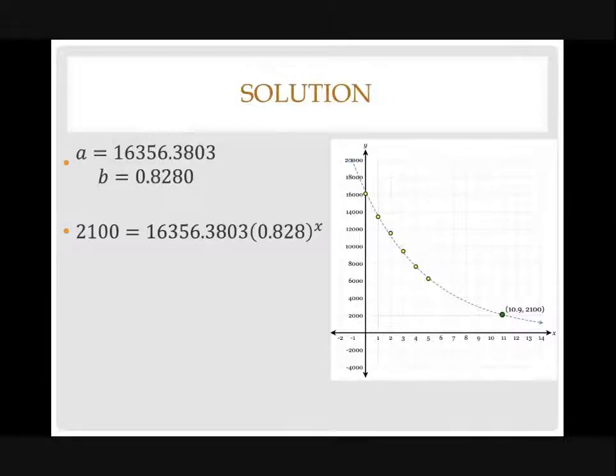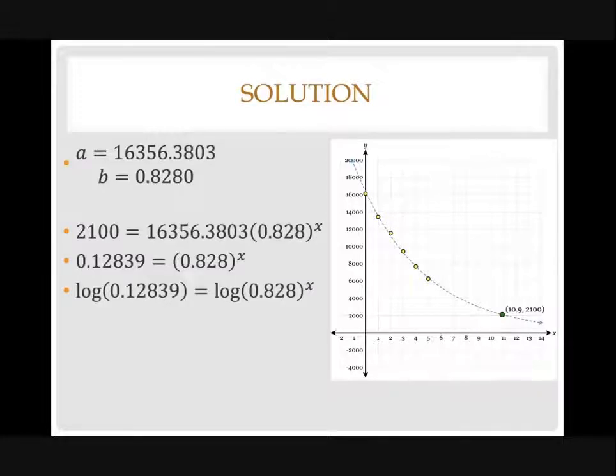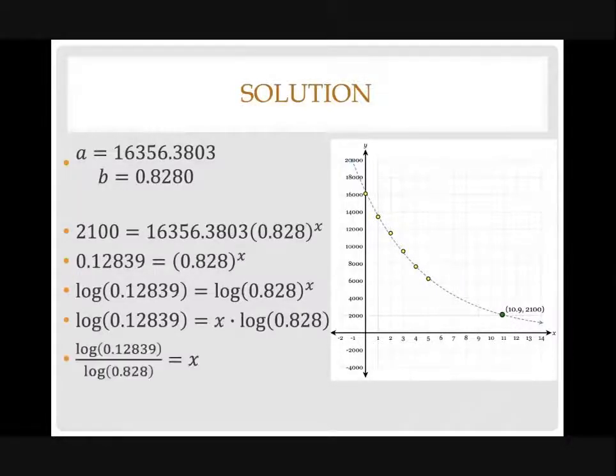So we divide each side by 16,356.3803. And when we do that, we get approximately 0.12837 on our left side, and that is equal to 0.828 raised to the x. If you incorporate logs on both sides, we can use the power rule of logs, and the x comes down, and now we can isolate the unknown by dividing both sides by log 0.828, and we get that it's approximately 10.9 years before the car is worth $2,100.